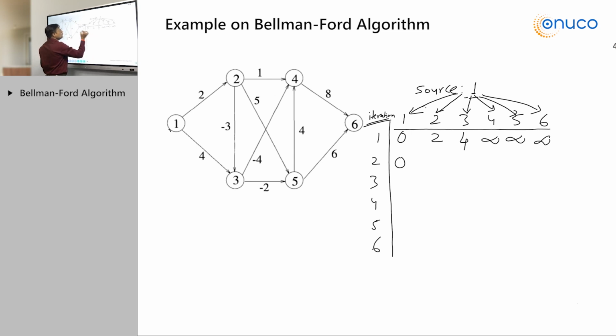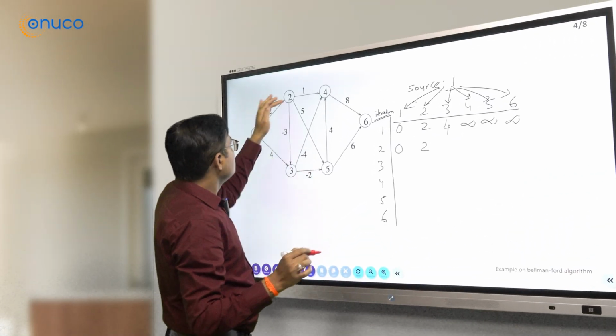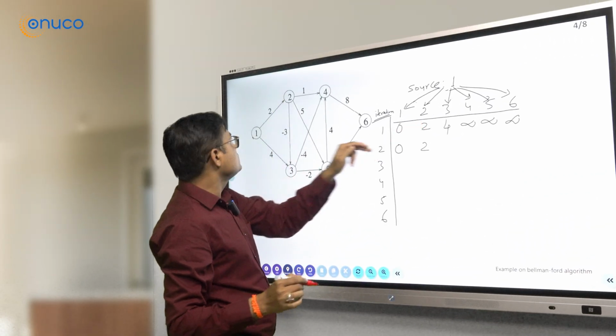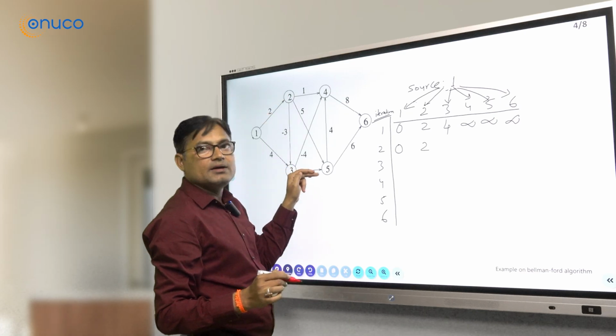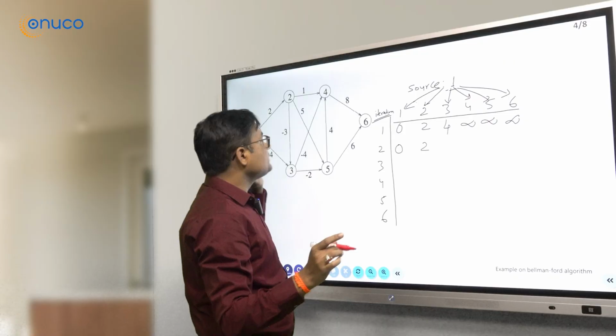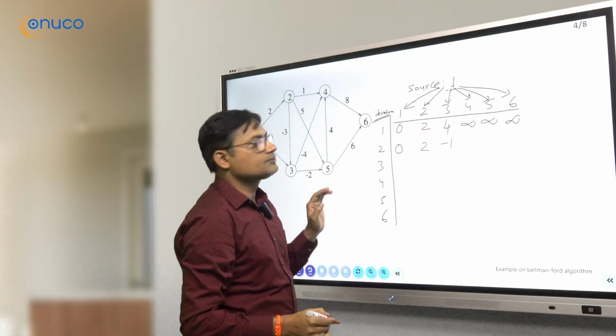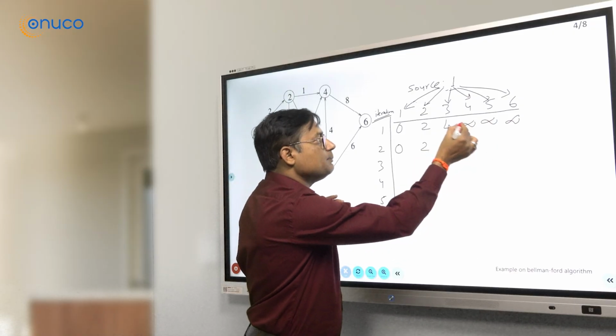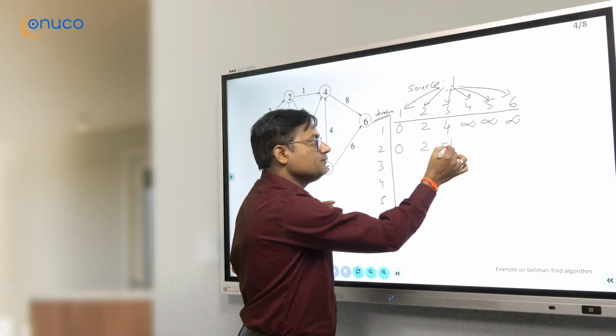1 to 1, can you update? No. 1 to 2, we already have 2, there is no other way. Now 1 to 3. 1 to 3, the direct distance is 4. But 1 to 2 there is a path, and from 2 to 3 there is a path. What is the value? Minus 3. So 2 plus minus 3. 2 is already known, the previous iteration's value, and there is a path from 2 to 3, hence it is minus 3. So 2 plus minus 3 is minus 1. Clear? But you update these values with the help of the previous iteration only.